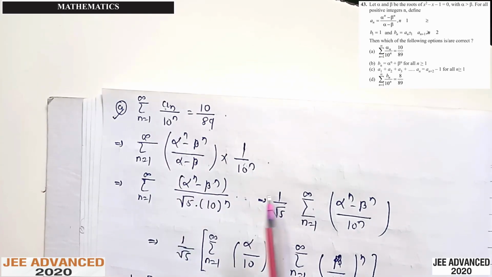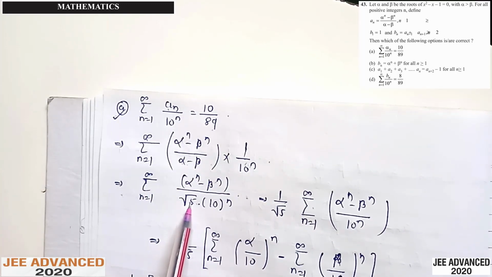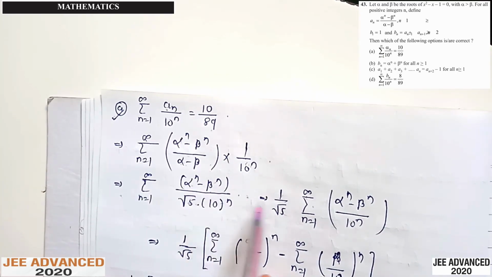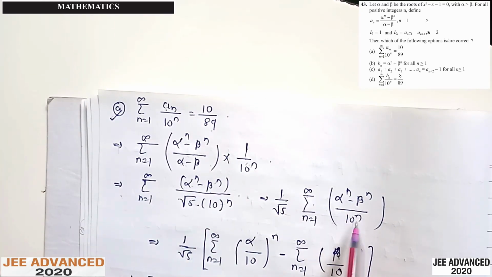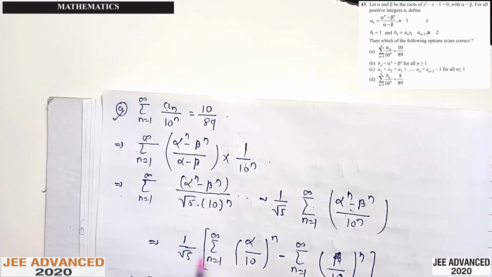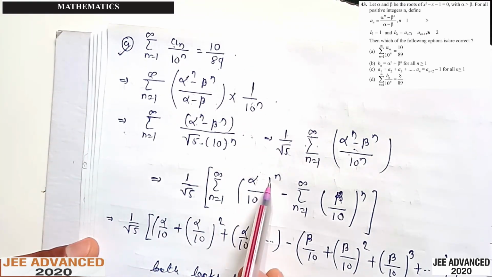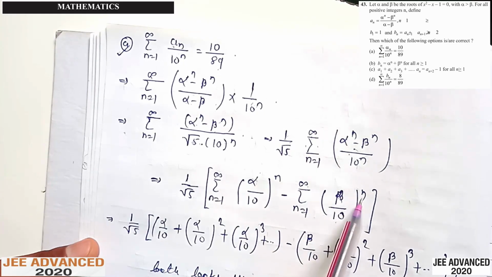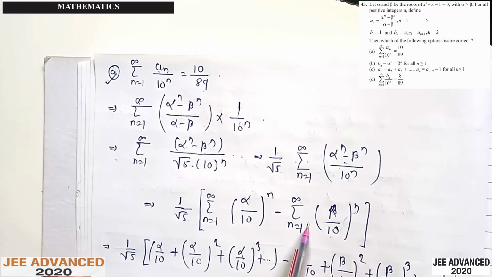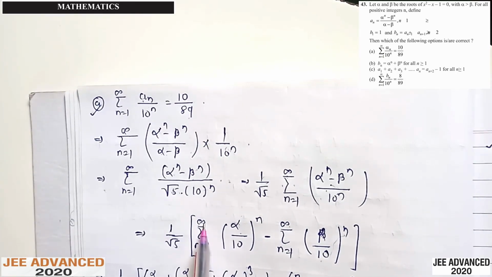Take 1 by root 5 out, because summation does not affect constant numbers. So 1 upon root 5 outside, the summation n = 1 to infinity of (alpha raised to n minus beta raised to n) upon 10 raised to n. Take the terms separately so that we can go for further calculation. So 1 by root 5 outside, take the summation separate and the power separate: the sum of (alpha by 10) raised to n minus the sum, n = 1 to infinity, of (beta by 10) raised to n. This is the way to expand our summation. I hope you all have understood. Now here we can see the summation running from n = 1 to infinity.